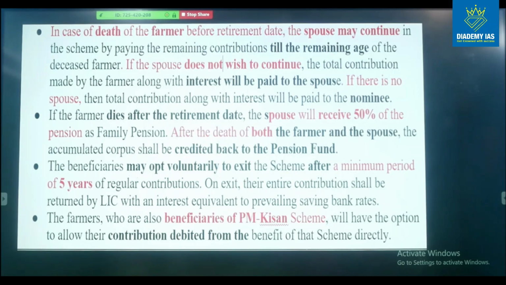So all of these things are self-explanatory. The last point you can see, the farmers who are the beneficiary of PM Kisan scheme. So this is the scheme where the farmers get 6,000 rupees. The small farmers, they get the 6,000 rupees in 1 year in their bank account. So the money they receive in their bank account, they can get the amount deducted from that account only and the contribution can be made directly from that account, okay. So this is the point.